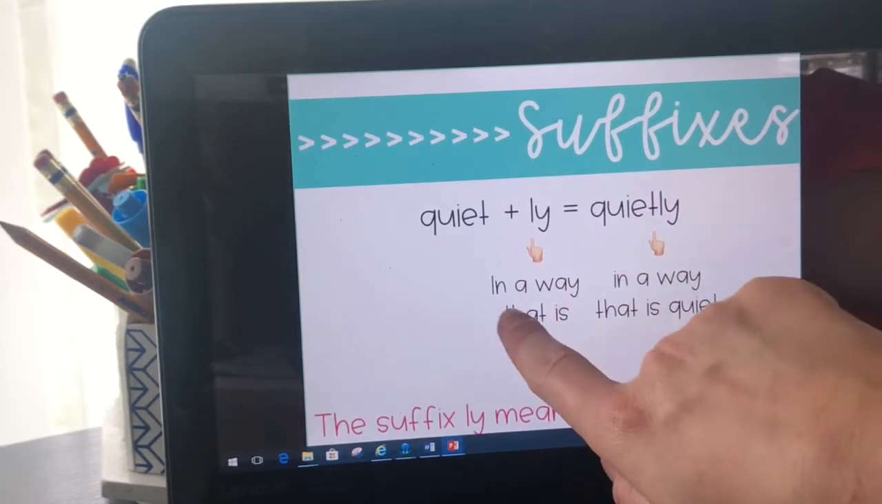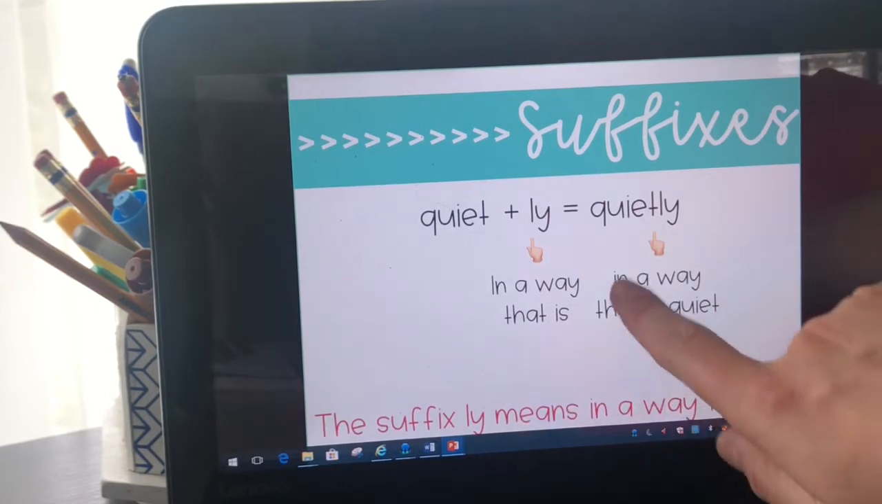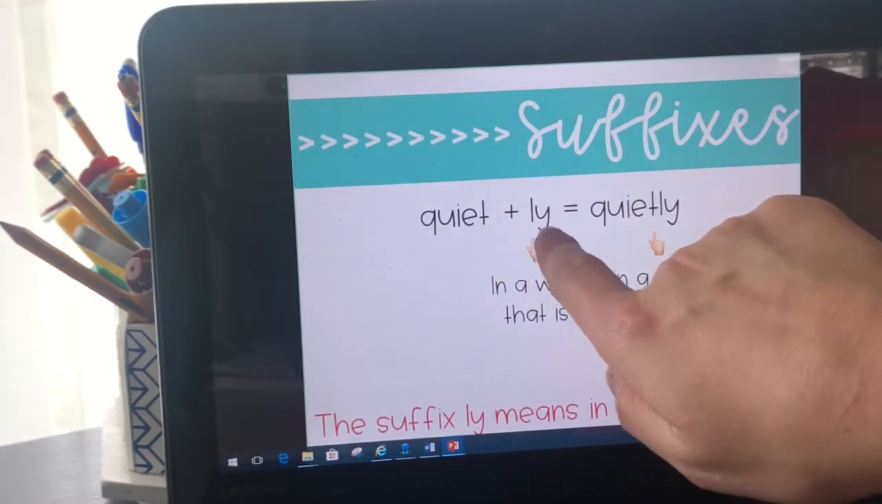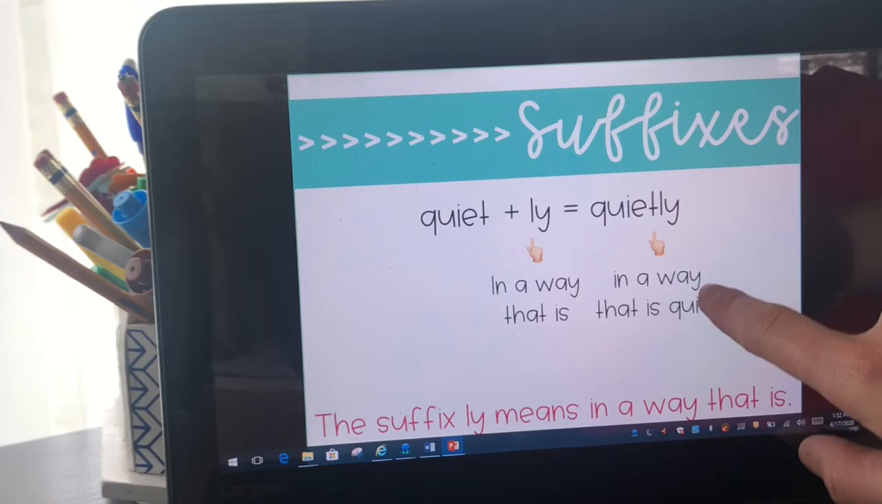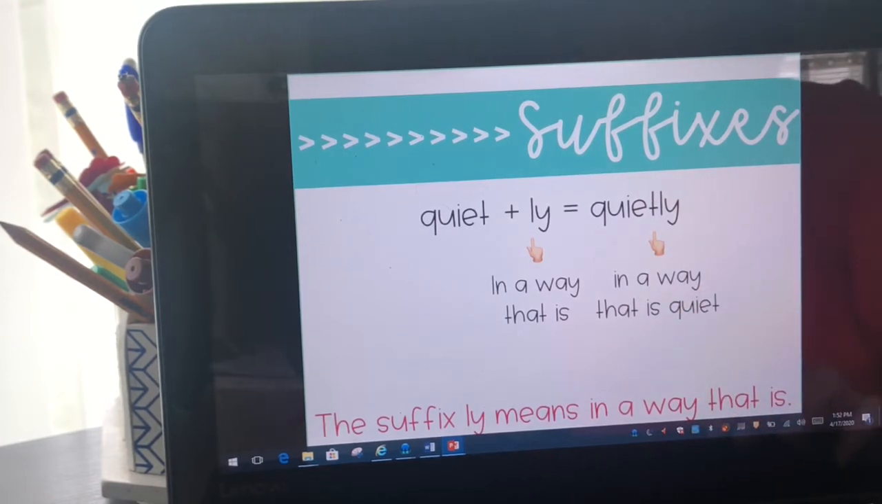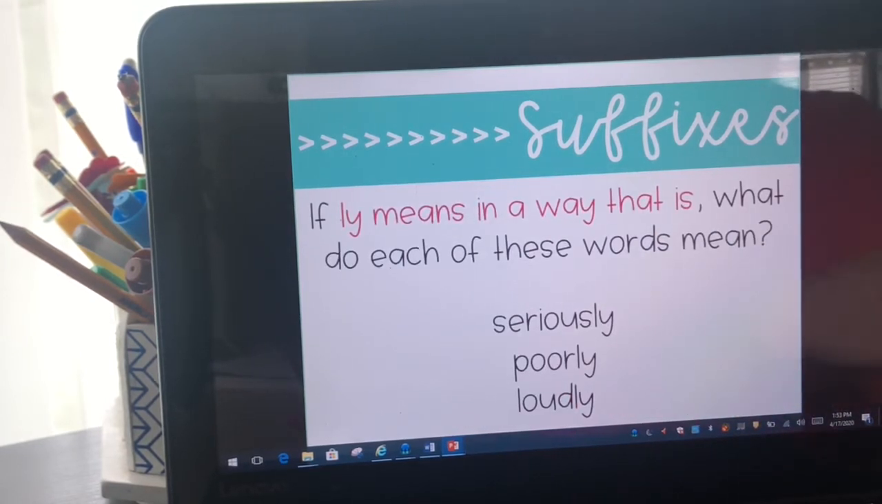So ly means in a way that is. So if I have quiet, quietly means in a way that is quiet. Let's practice these 3 words. Seriously. If I am doing something seriously, I am doing it in a way of being serious. Poorly. If I'm doing something poorly, I am doing it in a way that is not good. Bad. Loudly. If I'm doing something loudly, I'm doing it in a way that is loud.